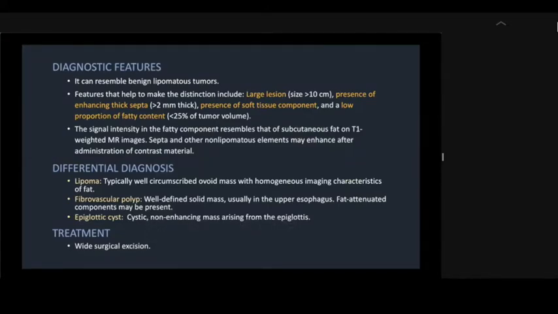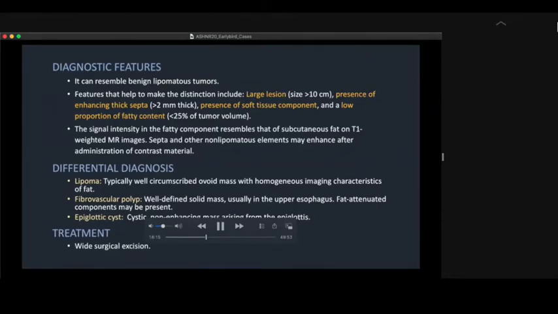Differential diagnosis would include benign lipoma. These are well circumscribed and their fat content usually is homogeneous on imaging. Fibrovascular polyps are lesions in the upper esophagus. They're usually solid, but sometimes they can contain fat as well. Epiglottic cysts are non-enhancing cystic lesions arising from the epiglottis that can sometimes have similar imaging features. This lesion is treated by wide surgical excision.